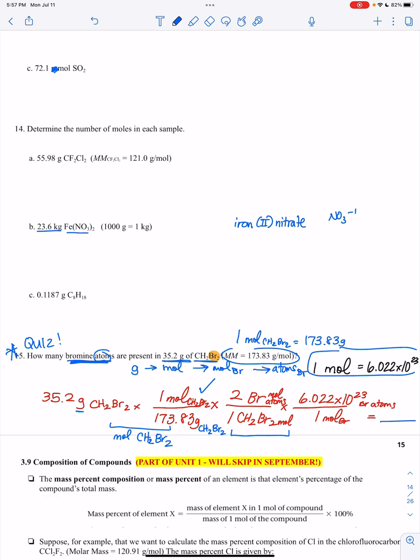So this is back in the notes. This is how I would name that. And I have 23.6 kilograms. And then I made a note here, 1,000 grams is a kilogram. Well, 23.6 kilograms times 1,000 grams over 1 kilogram, multiplying by 1,000, and I get, very simply, 23,600 grams of Fe(NO3)2.